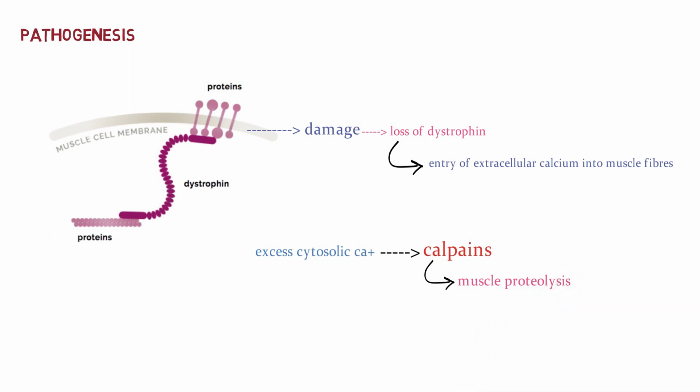That is, due to the loss of dystrophin, there is muscle cell membrane damage, and due to this damage, there is excessive entry of calcium into the muscle fibers, and there is activation of calpains, and activation of the proteolysis mechanism. Therefore, there is muscle necrosis, and at the end, there may be atrophy of the muscle. So this is the pathogenesis of DMD.